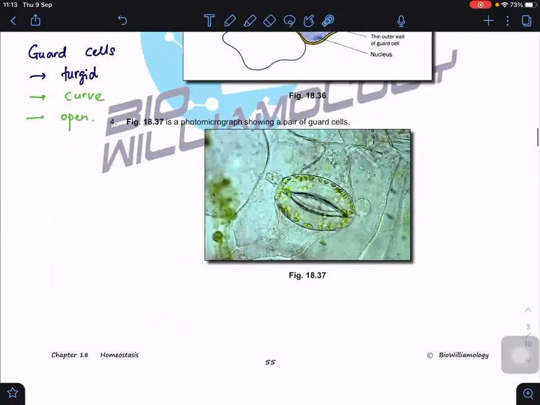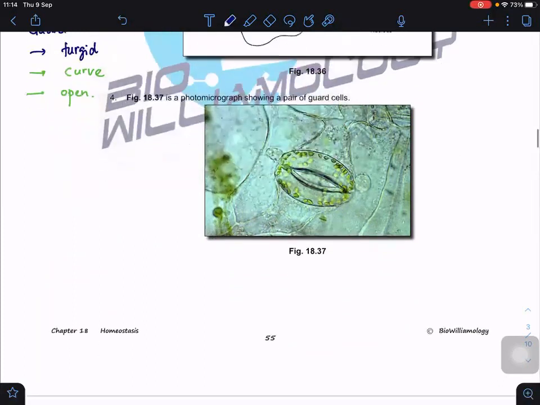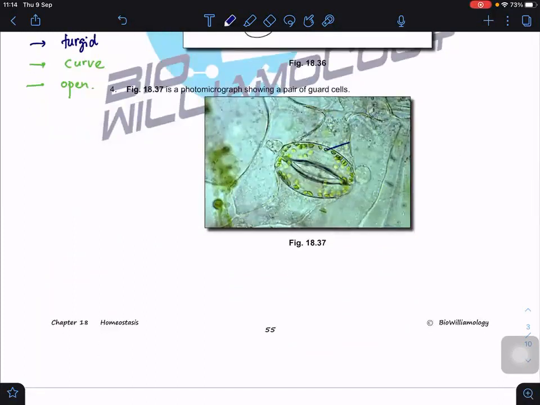So you can see that we have a pair of guard cells, and you realize that the guard cell also contains chloroplast. Okay, you can make a note here of the presence of the chloroplast. It means that the guard cells can carry out photosynthesis, but limited to cyclic photophosphorylation only.